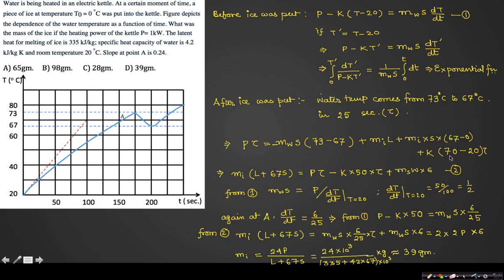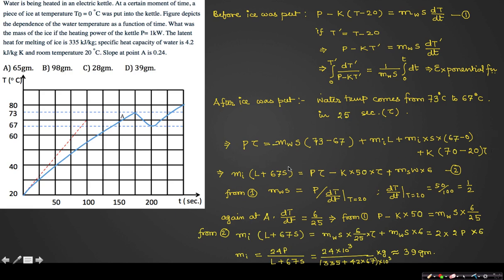So why have I written 70 here? Probably you should remember that we have done it in class. When Newton's law of cooling is applied, we take the average temperature of the body, and the average temperature of this water coming from 73 to 67 is 70. Near about 70, I have taken the average temperature of the water. As the time interval is very small, 25 seconds, and the temperature difference is also very small, I can take the average temperature in order to use this formula. So I think this equation is clear to you.